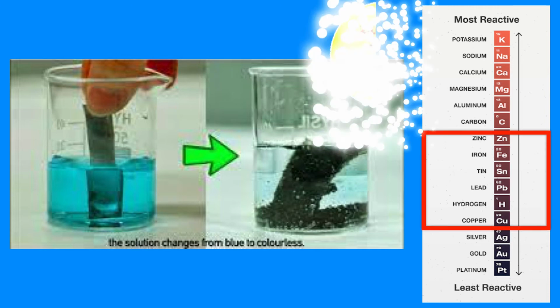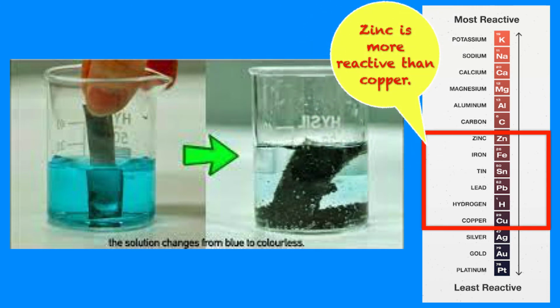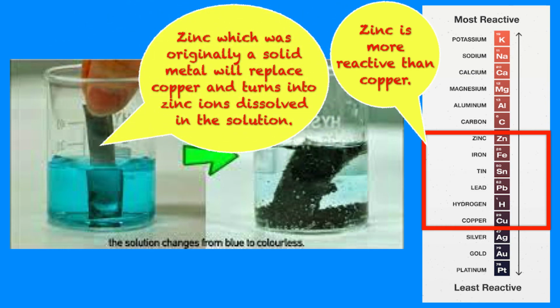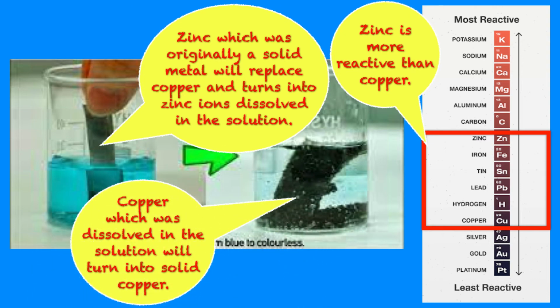Good. So, let's describe the chemical reaction which took place between zinc and copper sulfate. Accordingly, zinc, which was originally a solid metal, will replace copper and turn into zinc ions dissolved in the solution. Similarly, copper, which was dissolved in the solution, will turn into solid copper.